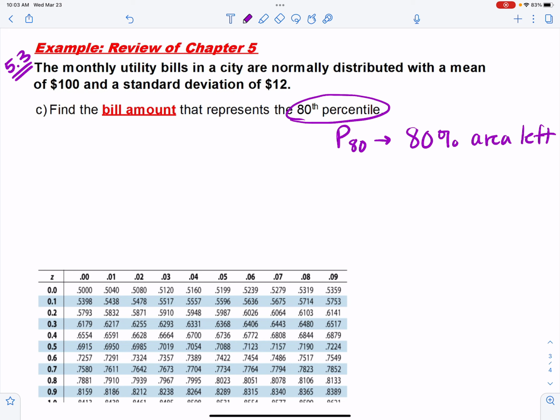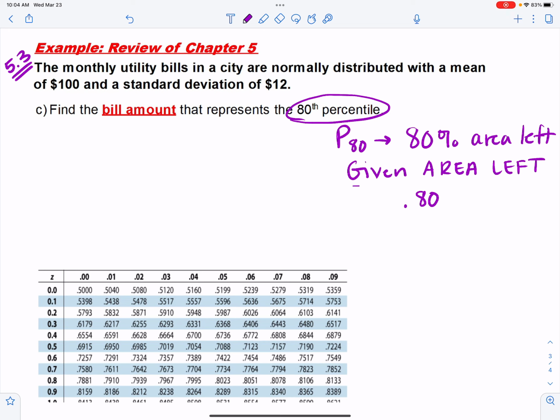So if you wanted to do the 34th percentile, that means 34% is the area to its left. All right, so the first thing to note here is instead of being given a bill amount like we had in the previous problems, we are given an area, specifically an area to the left, and in decimal form, 80% is an area of 0.80.